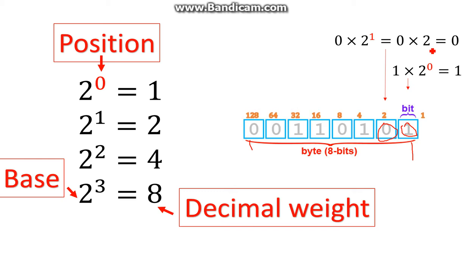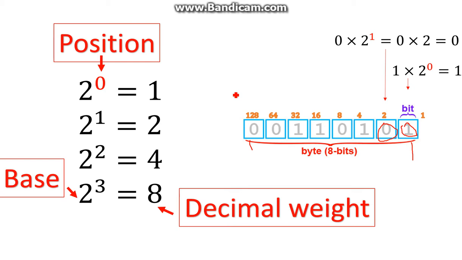At the end, we will have the following number series expressed as a power of 2: 1, 2, 4, 8, 16, 32, 64, and 128. So, how do we obtain the decimal equivalent number?